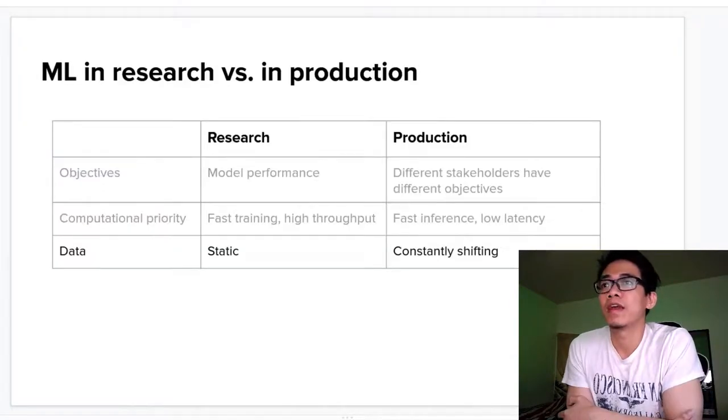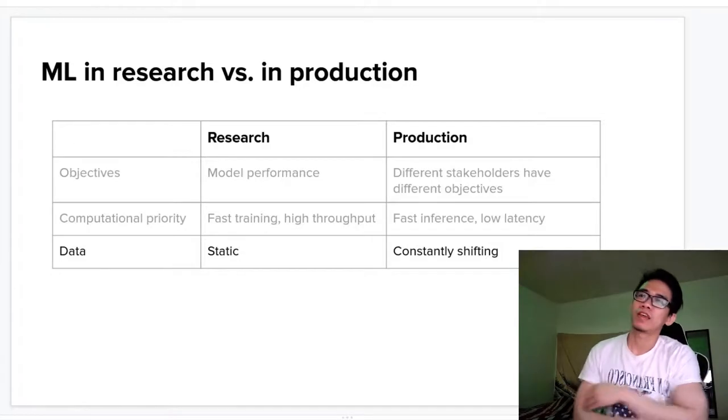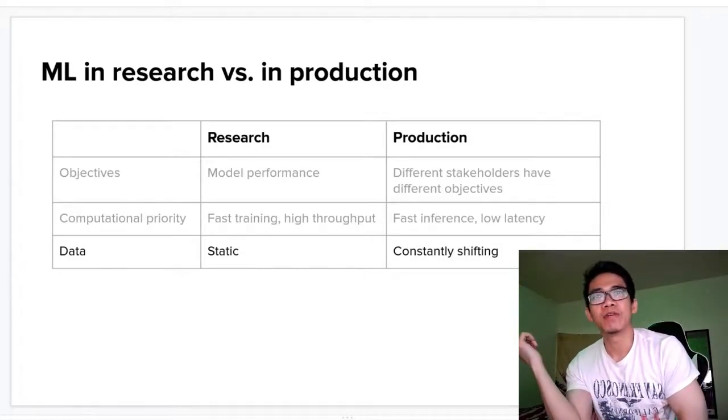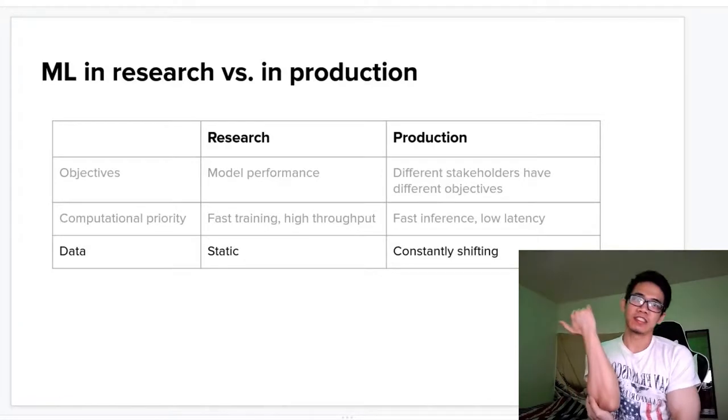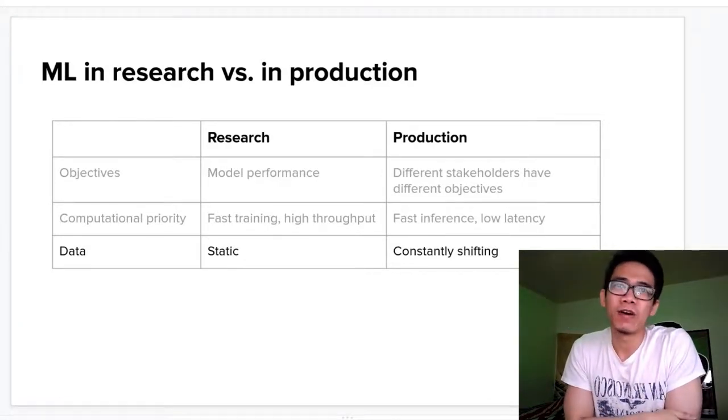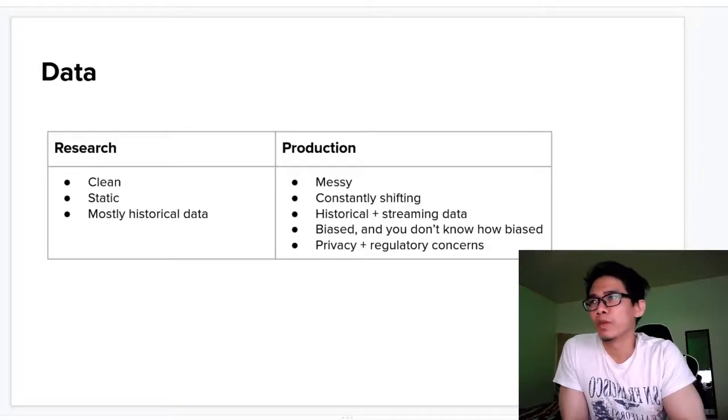Third difference, data. If you want to build an AI system with machine learning, you've got to have data. So in research, data is static. In production, data is constantly shifting. Actually, it depends on what the application is, not always constantly shifting. If you are building a face detector, for example, to put on your camera, the appearance of the face doesn't shift much over the years. Sometimes it will shift, sure. Say if you build a machine learning system to predict stock prices, then sure.